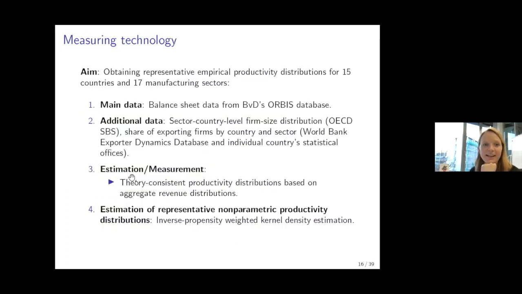Now, as I already said, what is really, really hard is actually measuring technology in a consistent way. And we aim at obtaining representative empirical productivity distributions for 15 countries and 17 manufacturing sectors. Our main data source will be balance sheet data from the Orbis database, where we get the aggregate sales data that we will mainly use. But we also need some additional data. So we need sector-country level firm size distributions, which we use for the inverse propensity weighted kernel density estimation, so that we really get representative distributions. We need the share of exporting firms by country and sector. This we need for our new methodology.